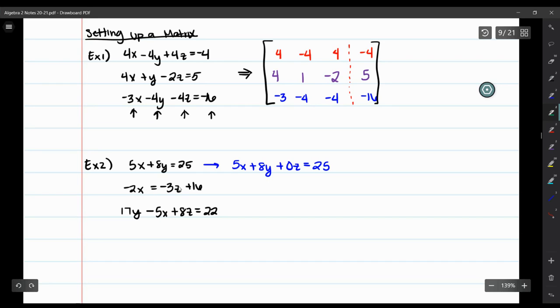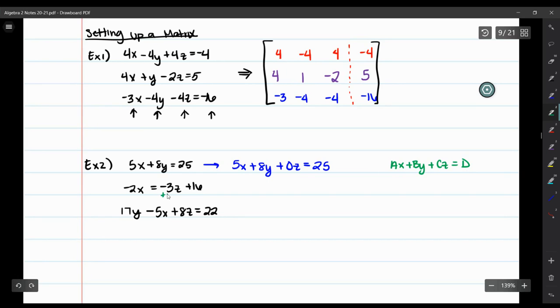You need to have this in standard form. So standard form is ax plus by plus cz equaling d. A, B, C, and D are all just numbers. So this is what standard form looks like. You've got all your x's, y's, and z's on one side, and your plain numbers, your constants on the other.